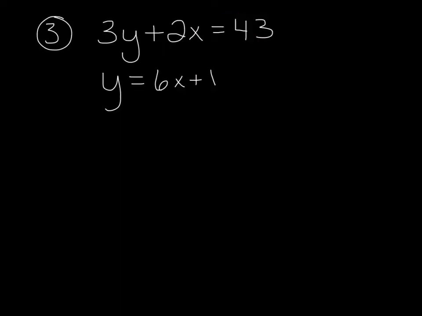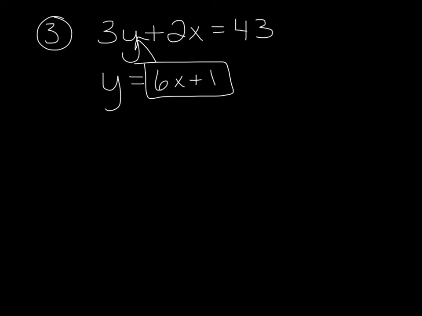All right, and here is our last problem here. So we have 3y plus 2x equals 43. The variable is not by itself in that problem. But then we look at our second equation. We have y equals 6x plus 1. The y is by itself for this one. So that means that we could plug 6x plus 1 in for y, because y is equal to that.